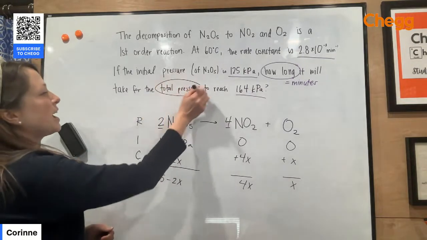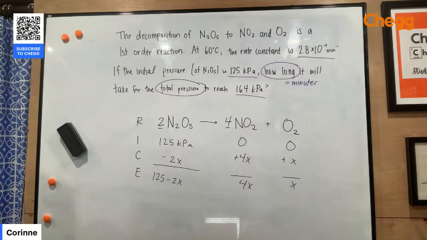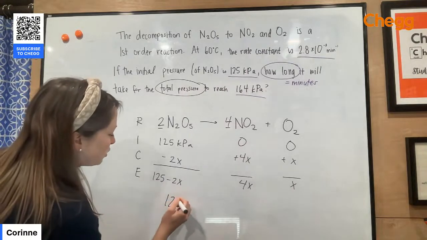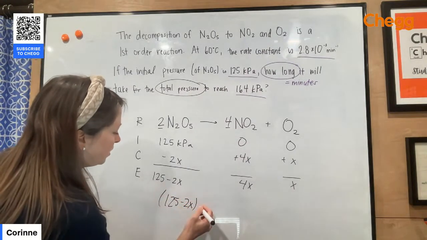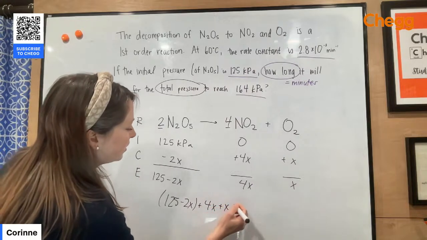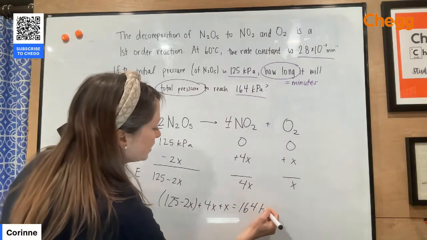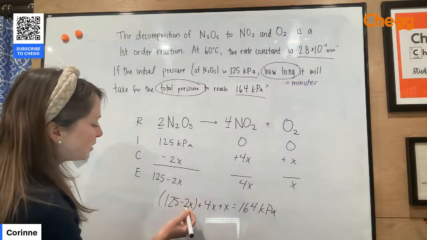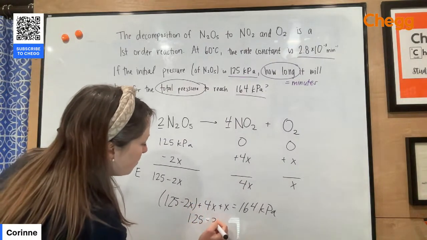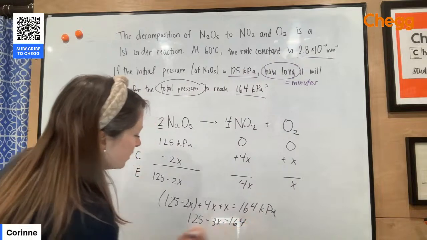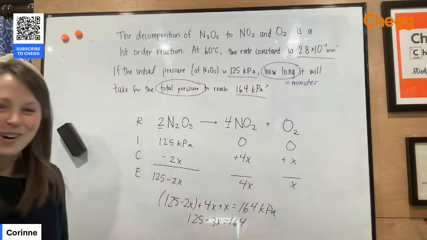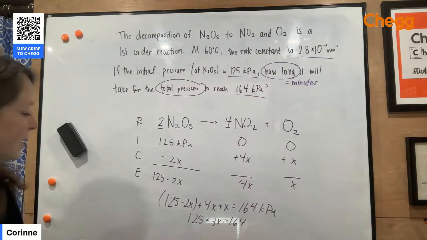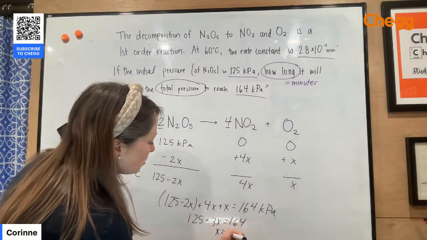We know our total pressure at equilibrium is 164 kilopascals. So what I'm going to do is add up all of these to equal 164. So I have 125 minus 2x plus 4x plus x equals 164 kilopascals. All right, just going to do some quick algebra here. So I have 4x minus 2x, that gives me 2x... sorry, 5x minus 2x, that gives me 3x. So I have 125 plus 3x equals 164. So now all I have to do is some rearranging. I subtract 125, I divide by 3, and I get x is equal to 13.